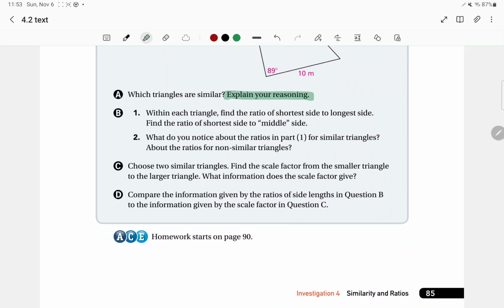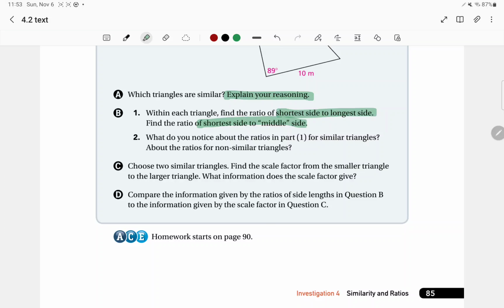Part B, number 1: within each triangle, find the ratio of the shortest to the longest. We already did that. Find the ratio of the shortest to the middle. We did long to middle. So if you did that with us, long to middle, that's fine. You don't have to do that.